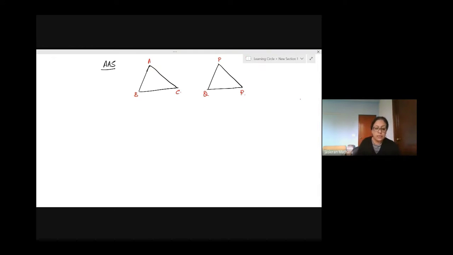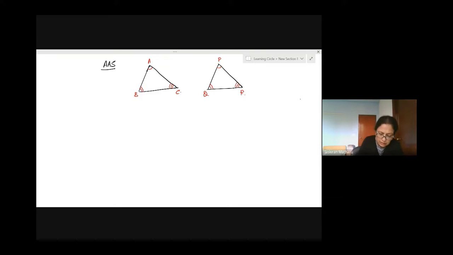Test AAS is an extrapolation of ASA, because if two angles of the triangles are equal, the third angle will automatically be equal. So in case I'm saying that angle A is equal to angle P and angle B is equal to angle Q, then it automatically implies that angle C is equal to angle R, because the sum of the three angles of a triangle is 180 degrees. So the third angle has to be equal.